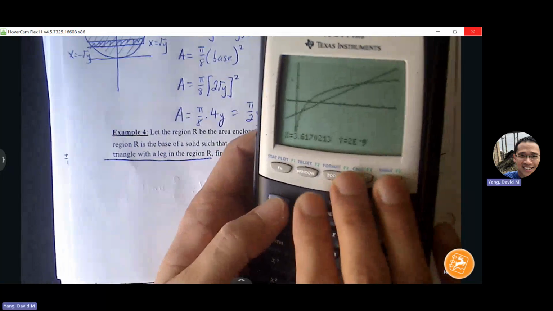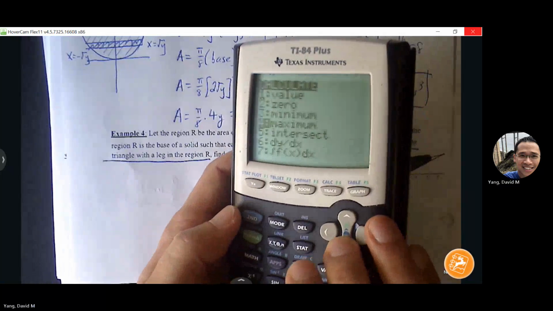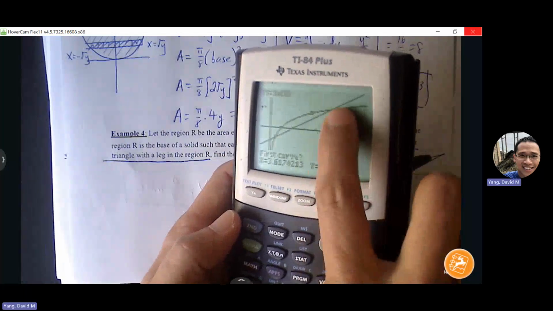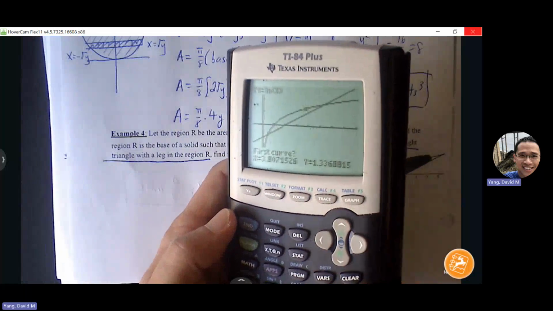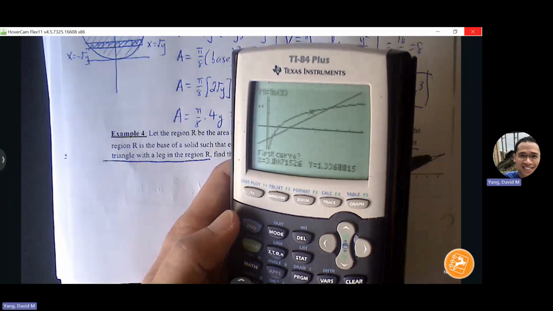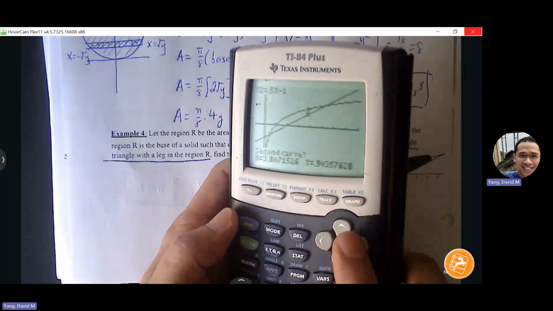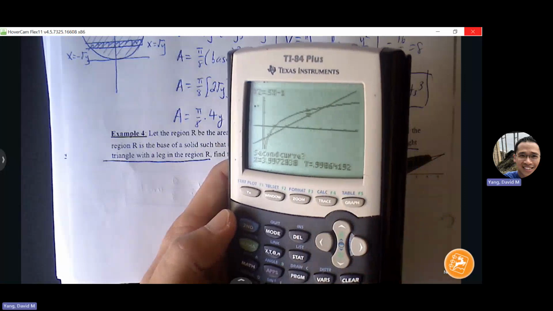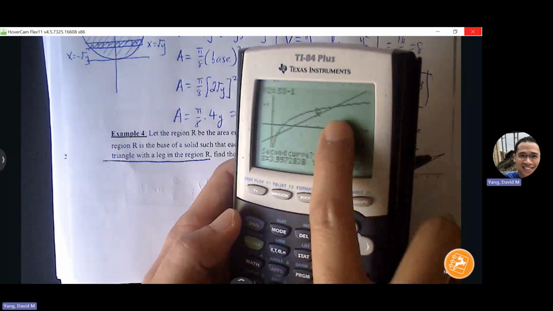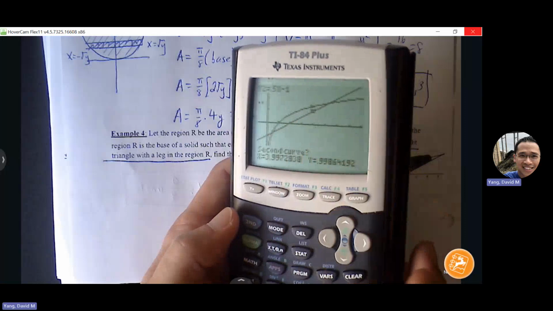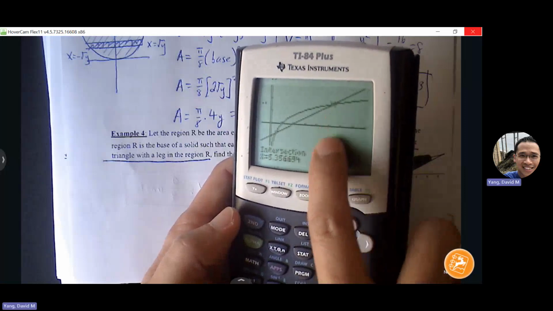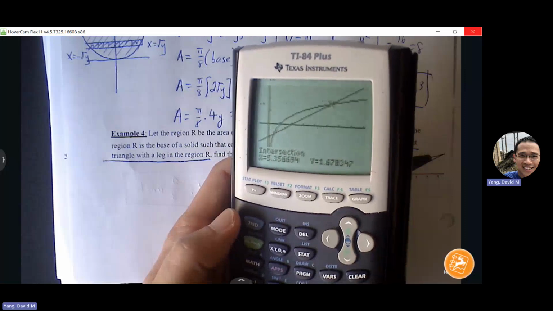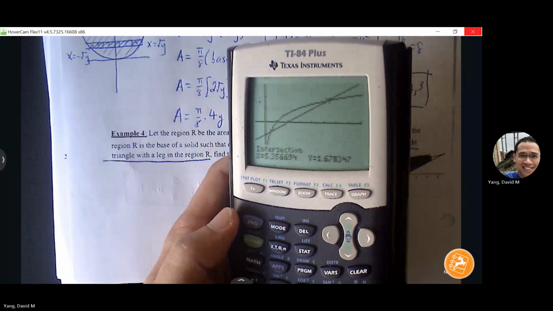Okay, I'm going to do intersection twice here. Second trace 5. I'm going to go after this point first. So just pick a point that is on the curve, close to the intersection, hit enter. Pick a point on the line that is also close to the intersection, hit enter. So then the calculator will just look for the closest intersection. It's going to look for this one, not this one, because we're closer to this one here. So we only care about the x value, so 5.356 or 5.357.